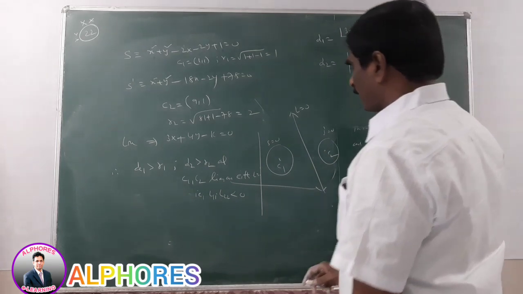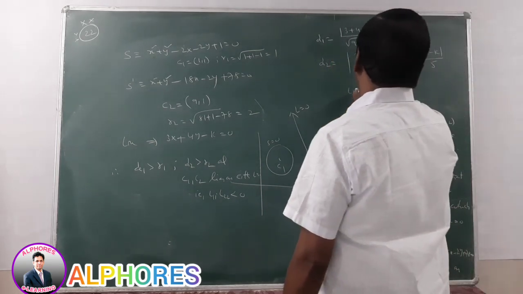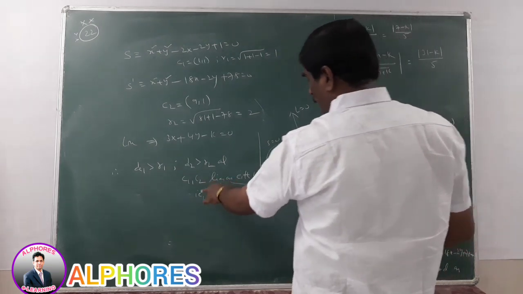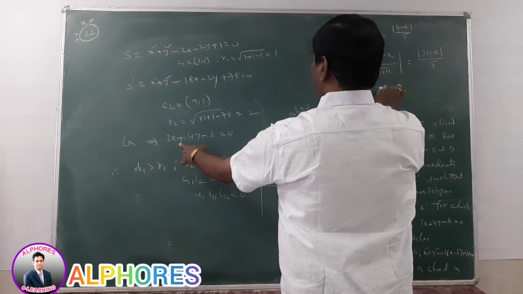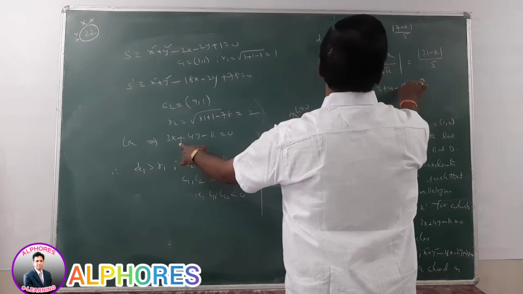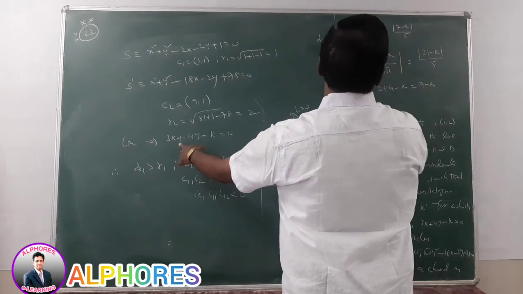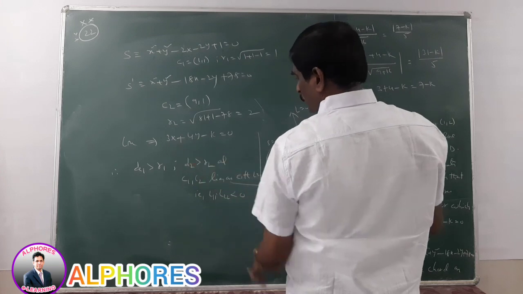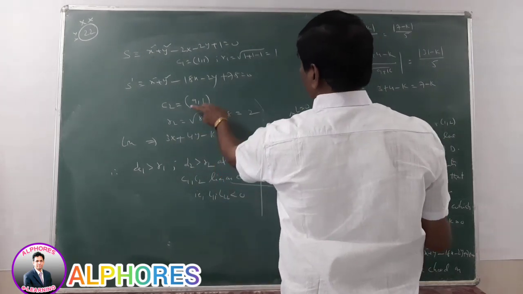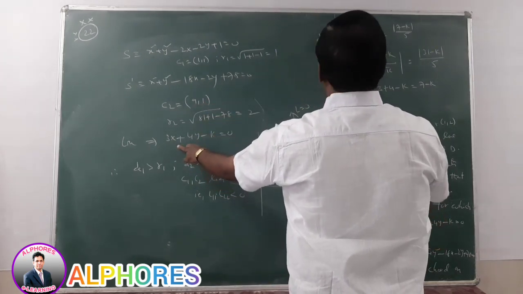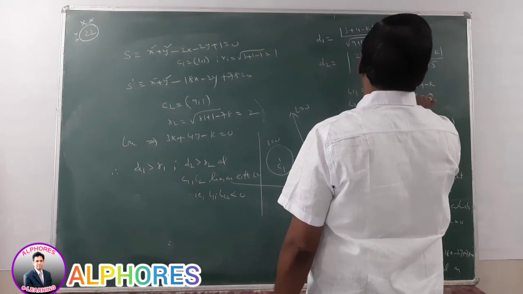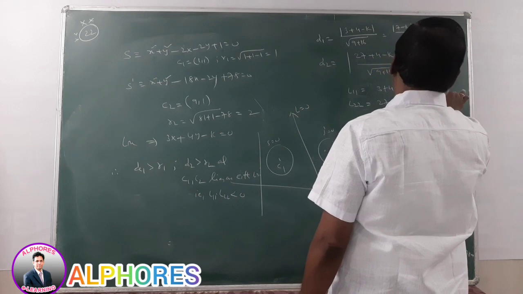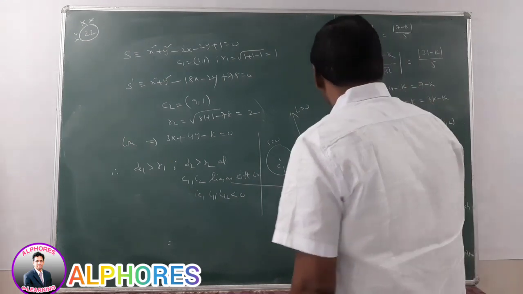Okay, D1, D2. Similarly, L11 is nothing but substituting the point in this line equation: 1, 1. That means 3 plus 4 minus k, which is equal to 7 minus k. What is the value of L22? L22 means substitute the point 9 comma 1 in this equation: 27 plus 4 minus k, that is equal to 31 minus k. Okay.